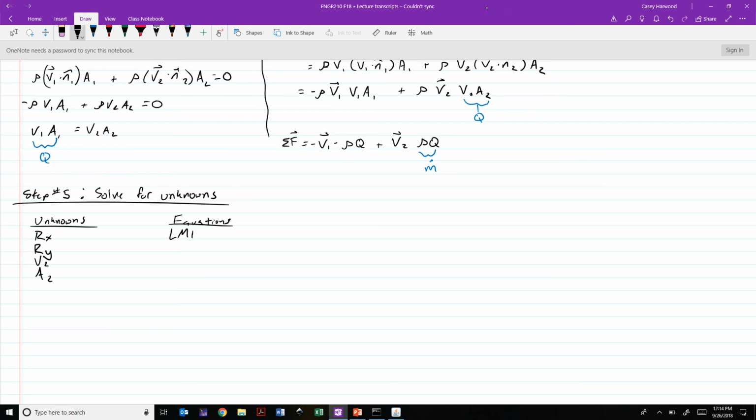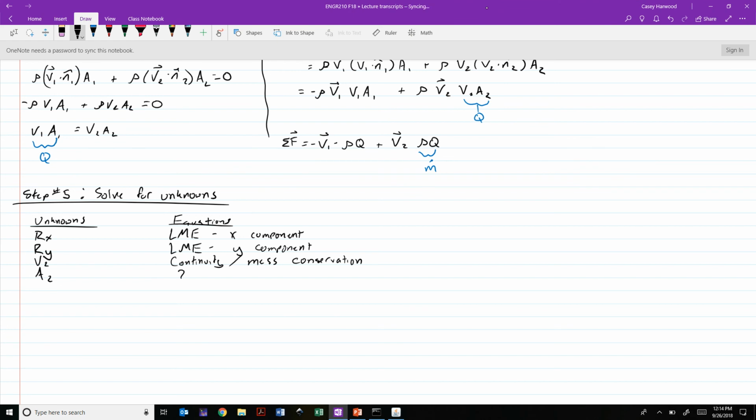the linear momentum equation, the X component. Reaction in Y will be applying the Y component of the linear momentum equation, right? So here's where the fact that this is a vector comes in handy, because we have an X component and a Y component, and those are two different equations. So that handles two of our unknowns. For V2 and A2, we can tackle one of these using the continuity equation. Continuity or mass conservation.